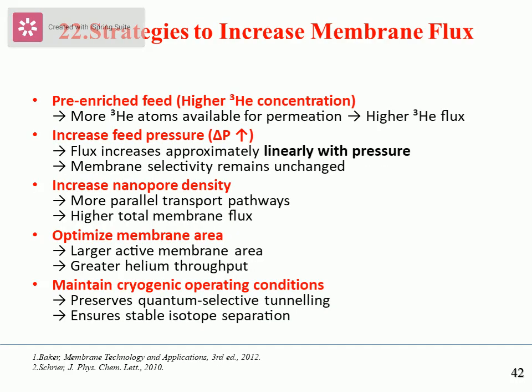Now, how can we increase the flux? Here are 5 practical strategies. First, pre-enriched feed gives more helium-3 flux. Second, higher pressure increases the flux linearly without changing selectivity. Third, more pores create parallel paths for higher flux. Fourth, larger membrane area improves the throughput. Fifth, cryogenic temperature preserves the tunneling and the selectivity. Combining these boosts flux without losing selectivity.